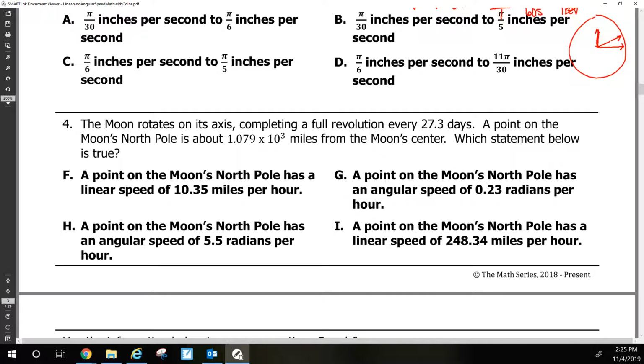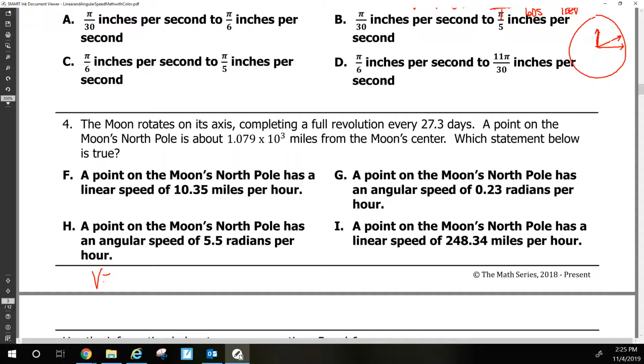All right, number 4 is pretty straightforward. It's talking about the moon. It's talking about a point on the moon that's rotating as the moon takes a full revolution every 27.3 days. At what point, you've got this point on the moon, how fast is that moon moving around? We're trying to find the linear speed of that point as the moon rotates around on its axis.